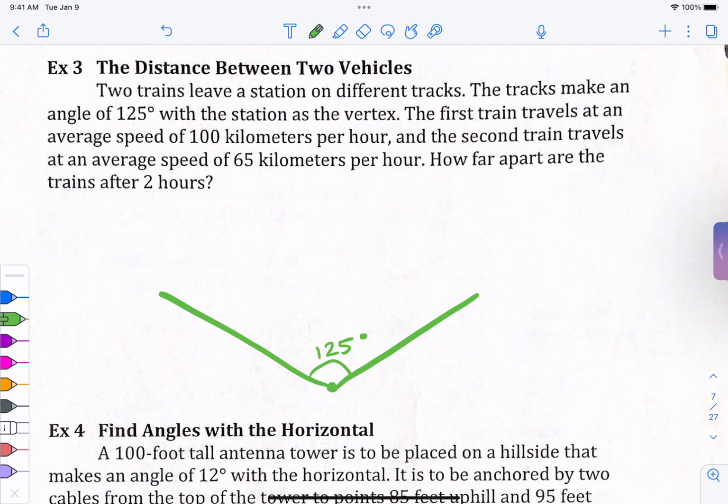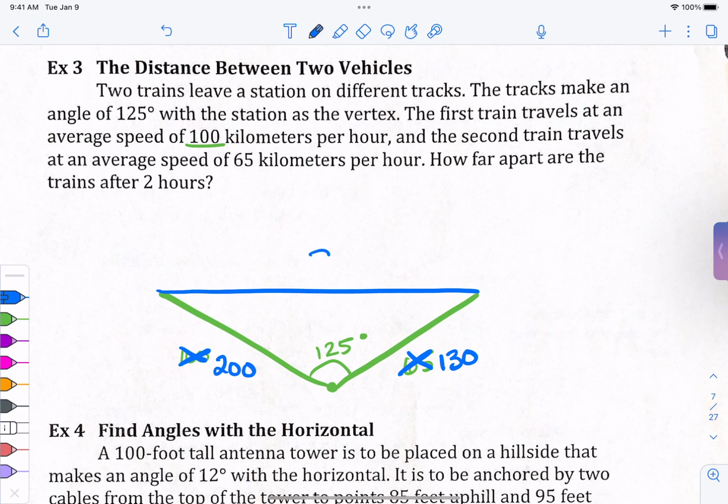The first train travels at a speed of 100 kilometers per hour. The second one is going 65 kilometers per hour. We're going to change those labels because it asks how far apart they are after 2 hours. So that's not 100, that is now 200 kilometers, and this is now 130. They're going that speed for 2 hours. How far apart are the trains? They want to know this distance right here.